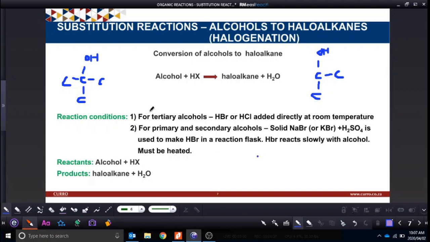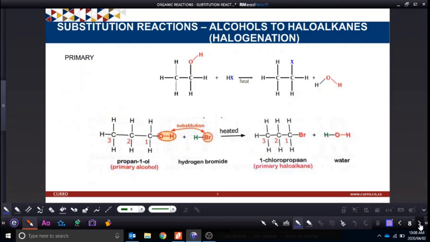Okay, so for the tertiary alcohol, the HBr or the HCl is added directly at room temperature. For the primary or the secondary alcohol, we add solid NaBr or potassium bromide plus sulfuric acid, used to make HBr in a reaction flask, and the HBr reacts slowly with the alcohol, so this must also be heated. So the reaction is alcohol plus hydrogen halide, which will form a haloalkane and water.